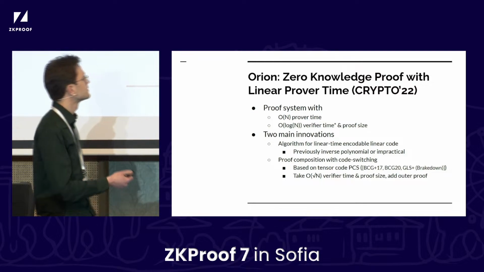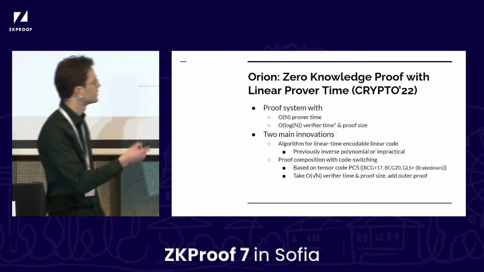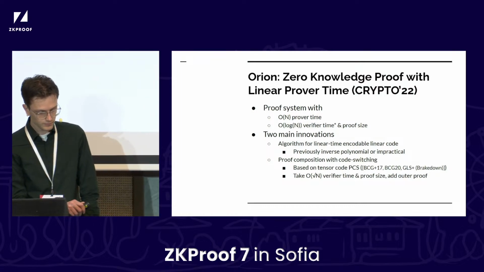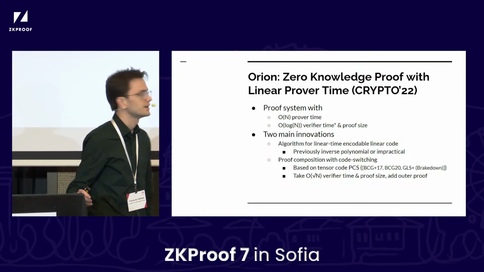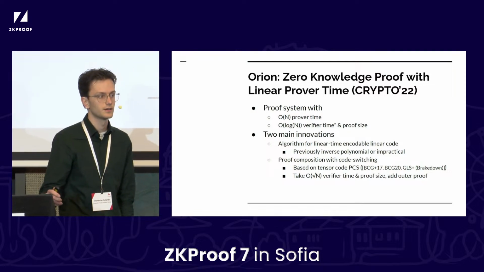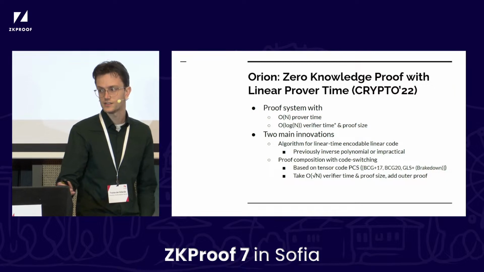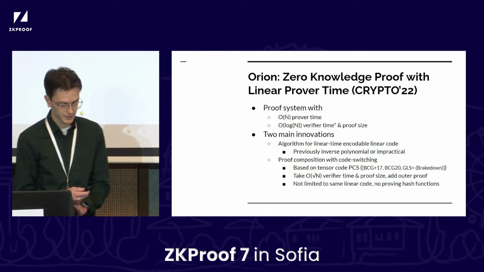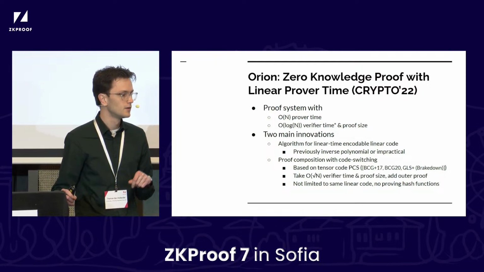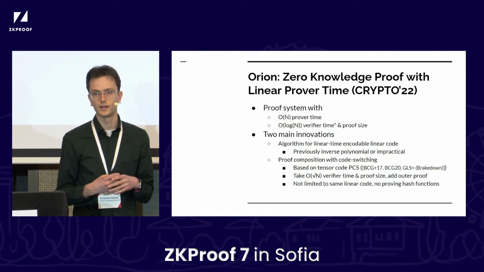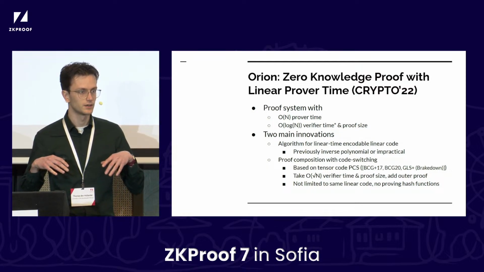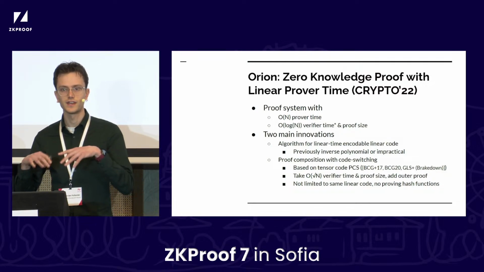So yeah, this line of work with BCG and then going to Breakdown. And the idea is that you take a polynomial commitment scheme that's designed to achieve a square root verifier time and proof size, and then you add an outer proof to this. But the nice thing is that you don't need to prove any hash functions or the like in this outer proof, but you can instead use this, these hash functions stay outside.